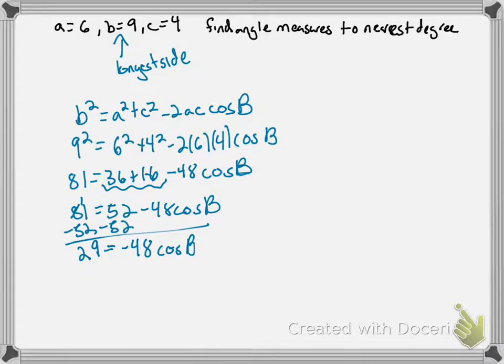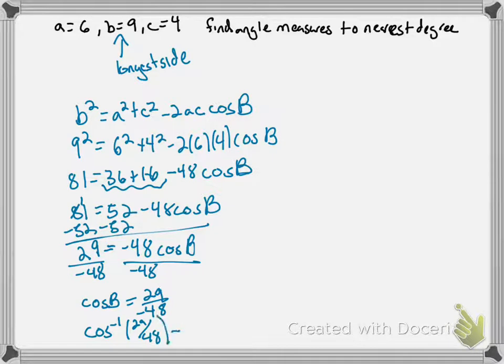We got to get that cosine of B by itself. Divide each side by negative 48. I end up with cosine B equals 29 over negative 48, and then we apply cosine inverse. If you put this in your calculator, you get 127. If you got an acute angle, remember to do the 180 minus that, depending on what your calculator is set in. So that's our measure of angle B.